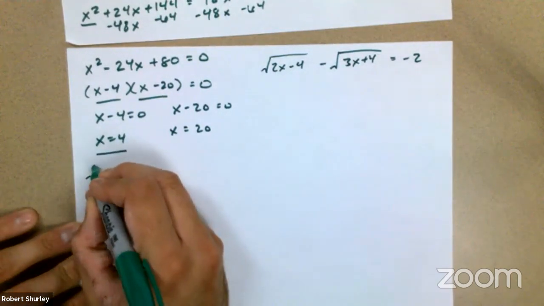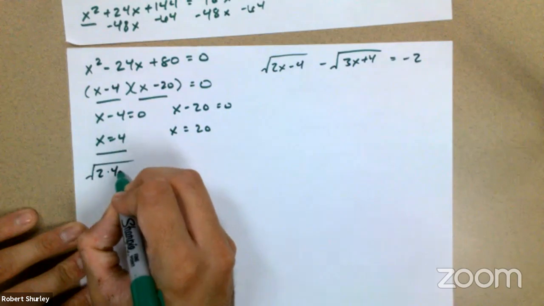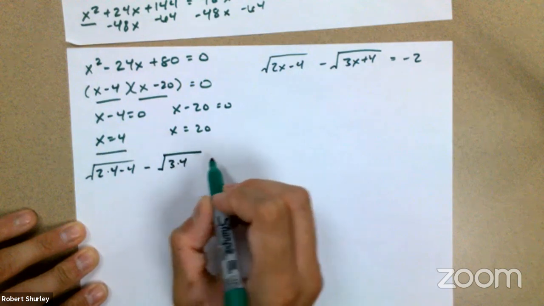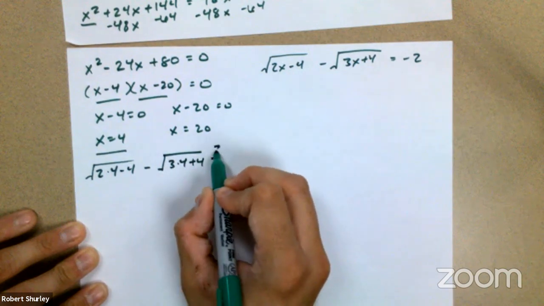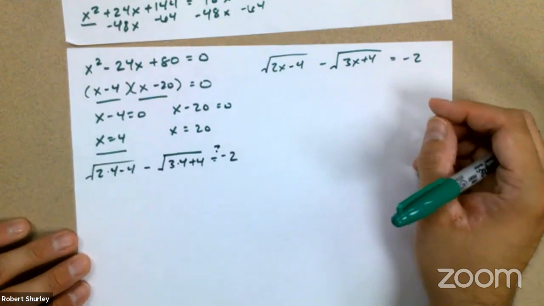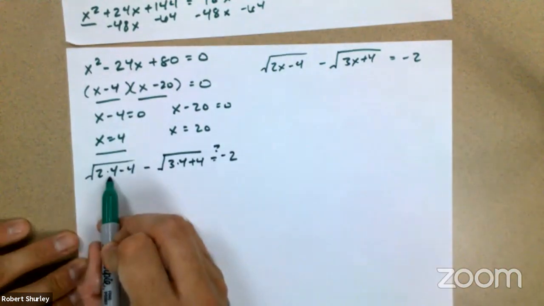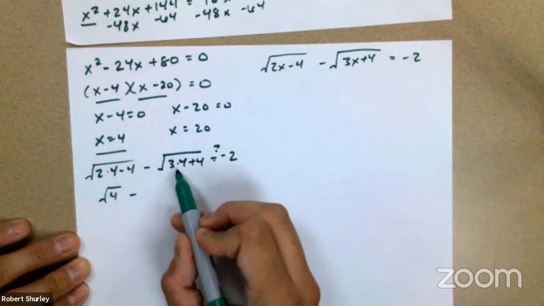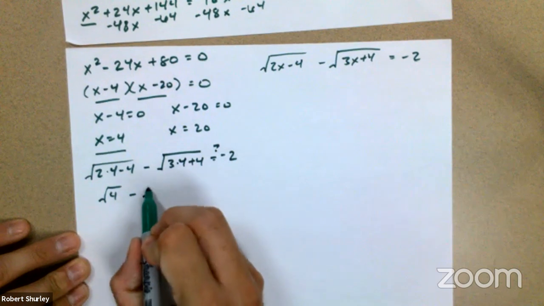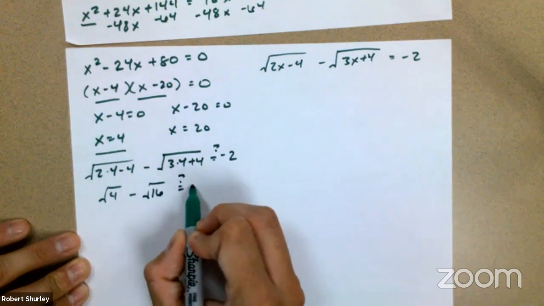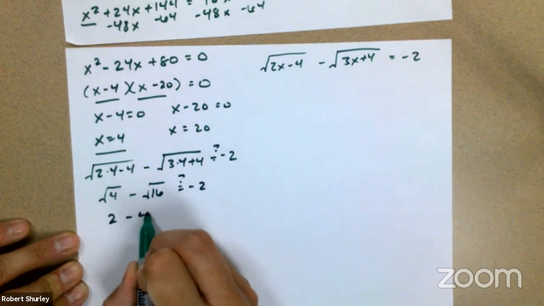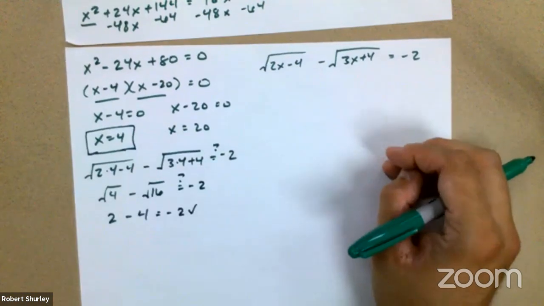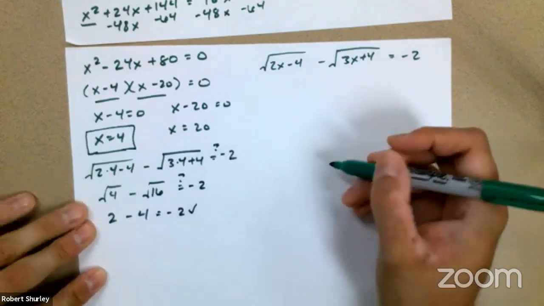So x equals 4 would be the square root of 2 times 4 minus 4 minus the square root of 3 times 4 plus 4. And I want to know, is that equal to negative 2? Well, 2 times 4 is 8, minus 4, so that's the square root of 4. Minus 4 times 3 is 12, plus 4, that's the square root of 16. Yeah, it's going to work out. This is going to be 2 minus 4, which equals negative 2. So that tells me the 4 works, okay? The 4 works.